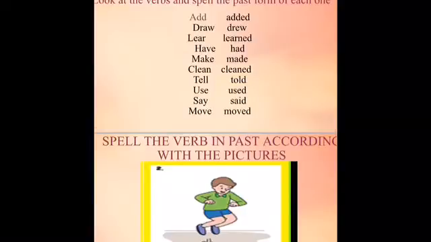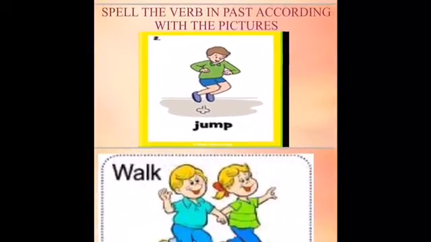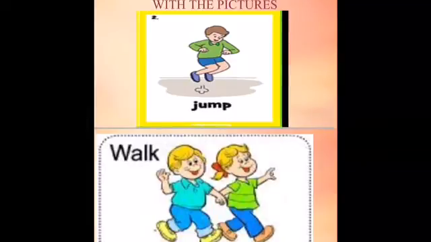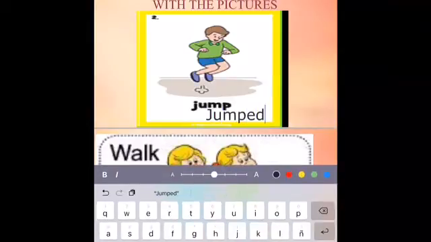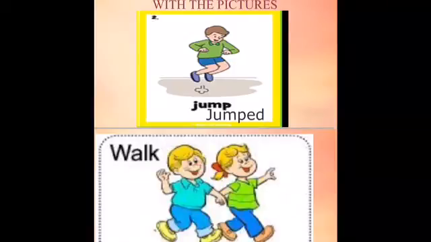Let's continue. Spell the verb in past according to the picture. Jump. How would it be in past? Take a few seconds to think about it. Okay, there we go. How would it be in past? Let's see. Jumped. We are adding ed at the end. That means this is a regular verb. Let's continue.